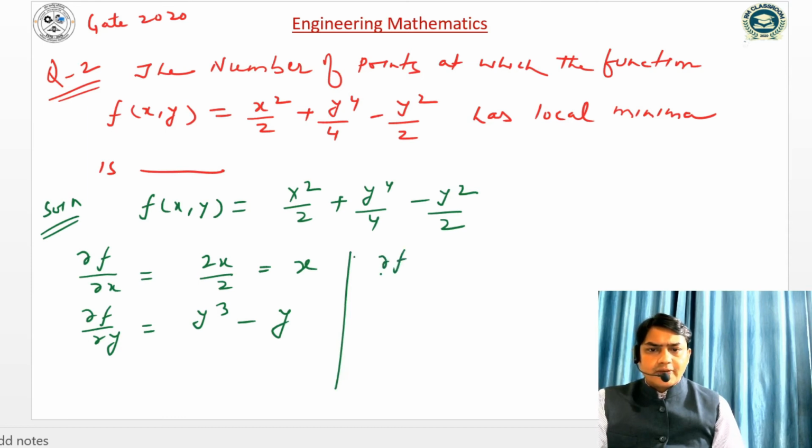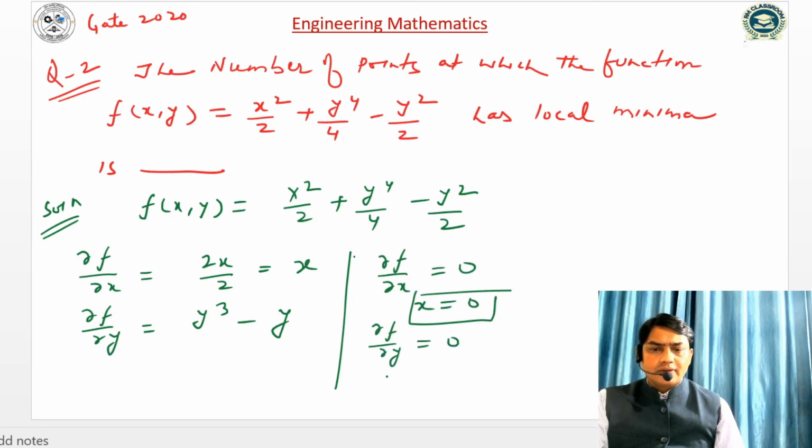So del f by del x is equal to 0 means x is equal to 0. Similarly, if I put del f by del y equal to 0, it will be y into y square minus 1 is equal to 0, which means the value of y is 0 and plus minus 1. So when x is equal to 0, y is equal to 0. When x is equal to 0, y is equal to 1. So there are three stationary points.